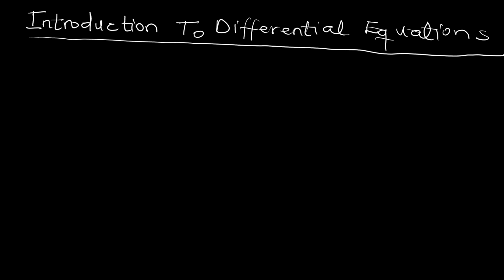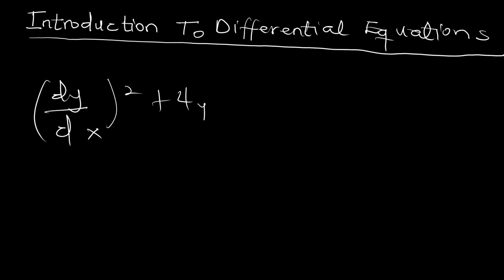Alright, let's take this example too. We have, let's say, dy over dx all squared plus 4y is equal to cos x.